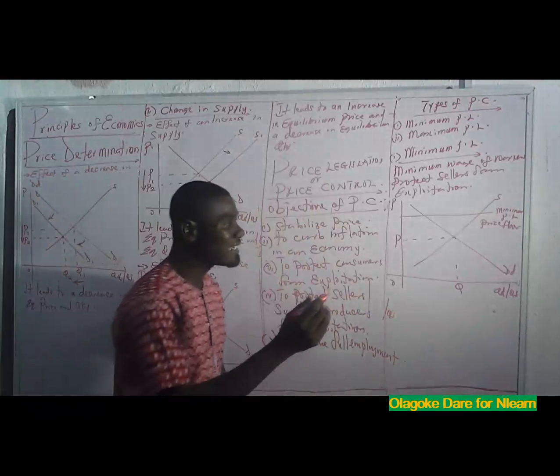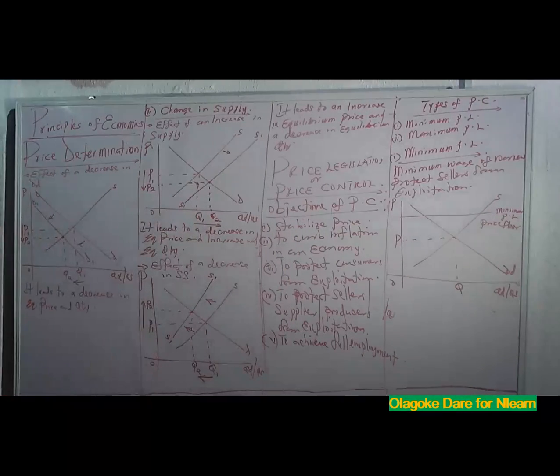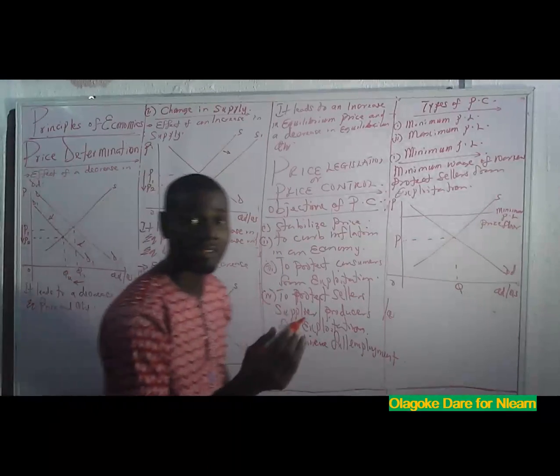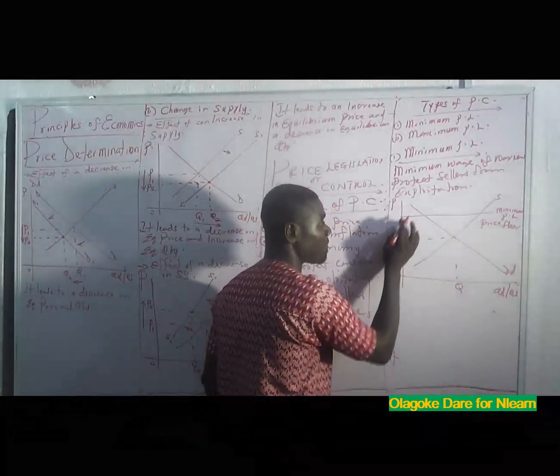Now, there's an issue here. Based on what I just taught you, any price fixed above the equilibrium price will cost something. Now, this price, the minimum price, is above the equilibrium price.